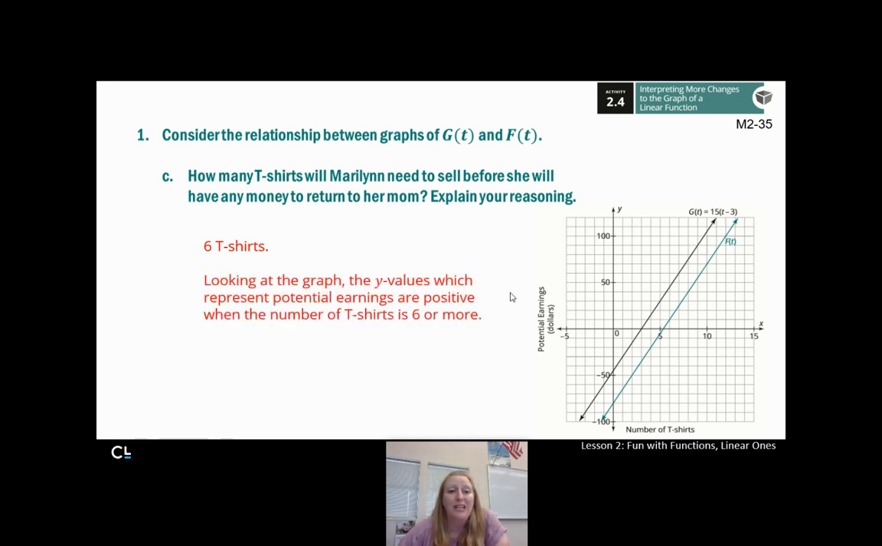Yeah, because you're looking at that graph, Y values, right? If it's below the x-axis, we're not making money. If it's above the x-axis, we're making money. So that means we got to get to 6 t-shirts. 5 t-shirts, I'm still just a little in debt. 6 t-shirts is when I finally start making some cash. Always good.